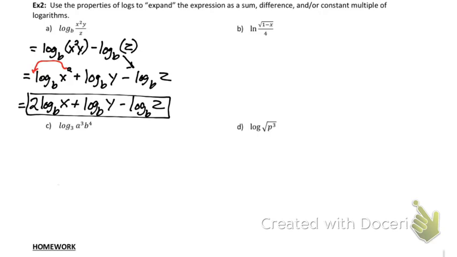Our next one is ln of the square root of (1 minus x) over 4. Don't forget, ln just means log base e. It's just a number. But we need to recognize that ln is log base e. So anything I do with log base b is the same thing I can do with base e. We're just going to do it with ln's and leave them as ln's.